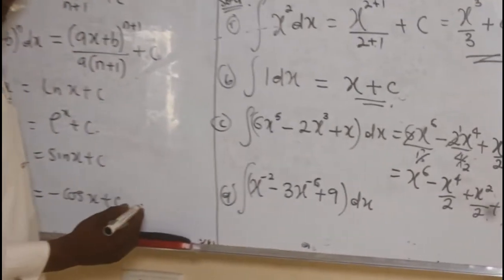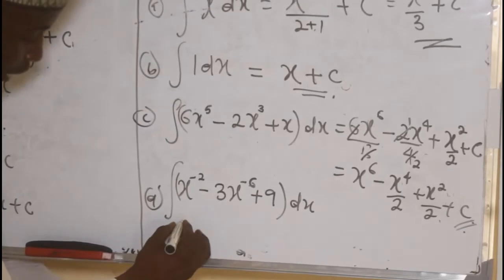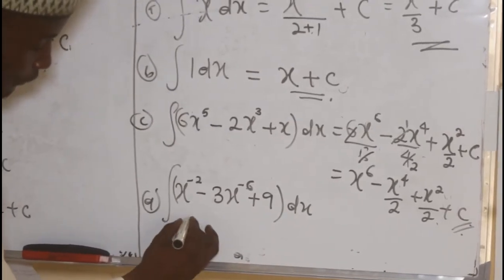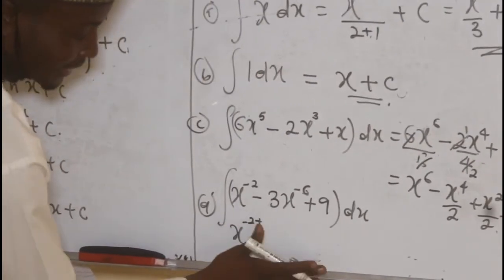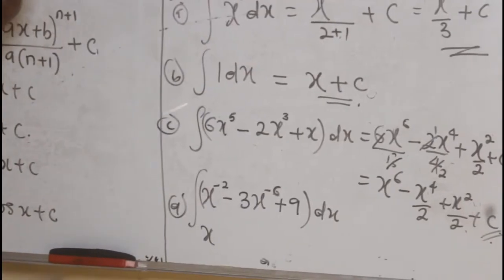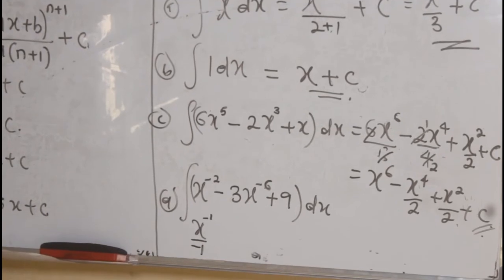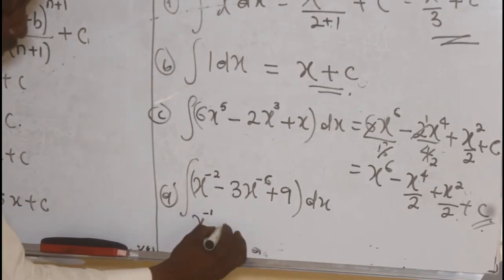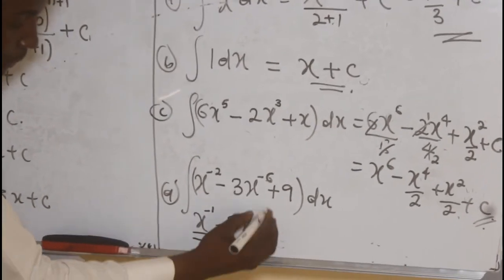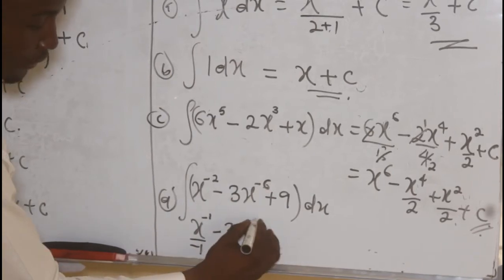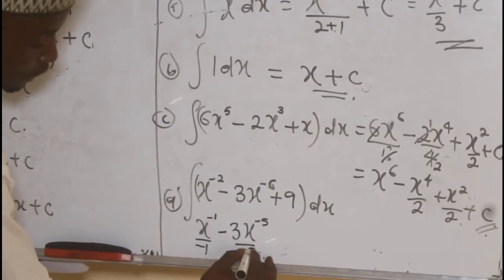Now let's find the integral of this. Integrate it term by term as usual. What is the integral of x raised to the power of minus 2? It is x raised to the power of minus 2 plus 1. Can we write it direct? Minus 2 plus 1 is going to give us minus 1, over minus 1. Minus 3x raised to the power of minus 6 plus 1 is minus 5, over minus 5.